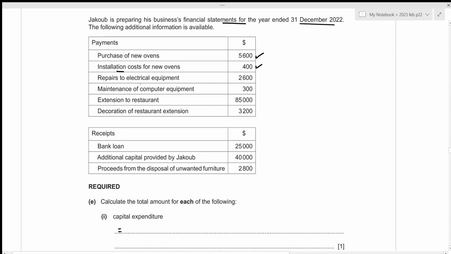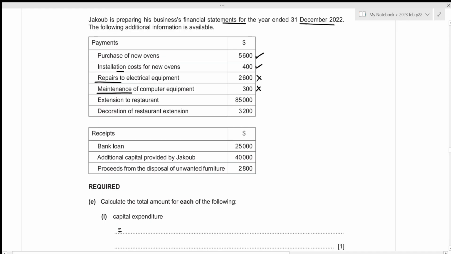We then have repairs to electrical equipment. But remember that repairs is something that needs to be performed time and again. So this cannot be our capital expenditure. This is our revenue expenditure. We then have maintenance of computer equipment. Again, maintenance is something that is to be done time and again. So this cannot be part of capital expenditure.